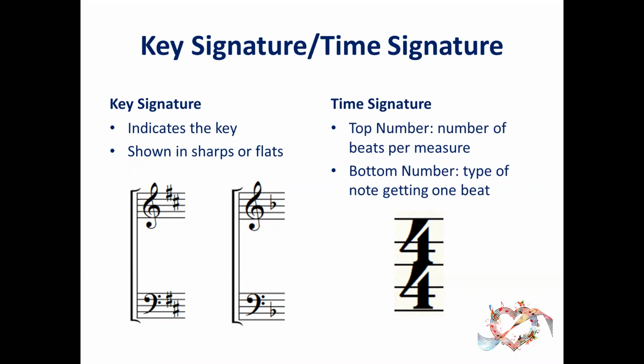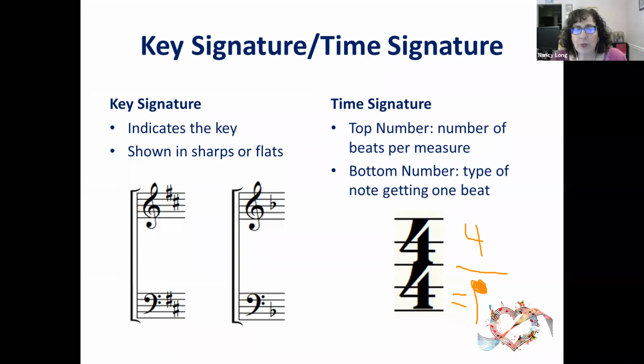Does that make sense? So, like, if you had this right here, for instance, and if I just drew this, that's a quarter note. And that is equivalent to that. The quarter note is getting the beat. So those are equal. Okay? So when we count, we would count 1, 2, 3, 4, 1, 2, 3, 4, because we're counting quarter notes and they are getting the beat.